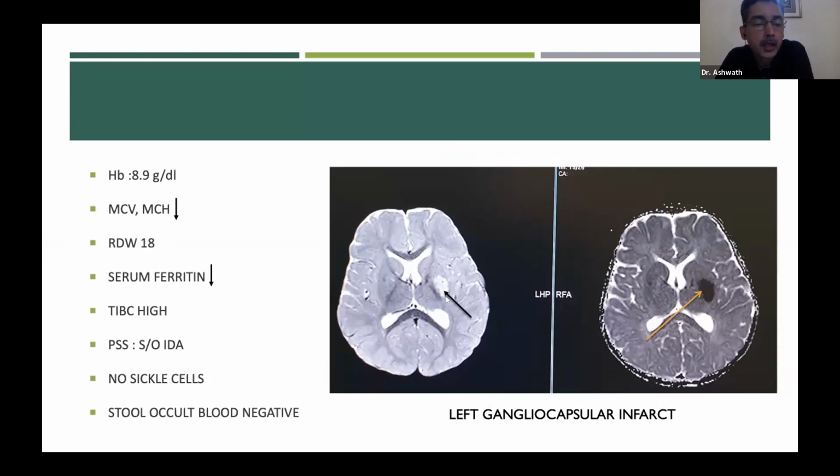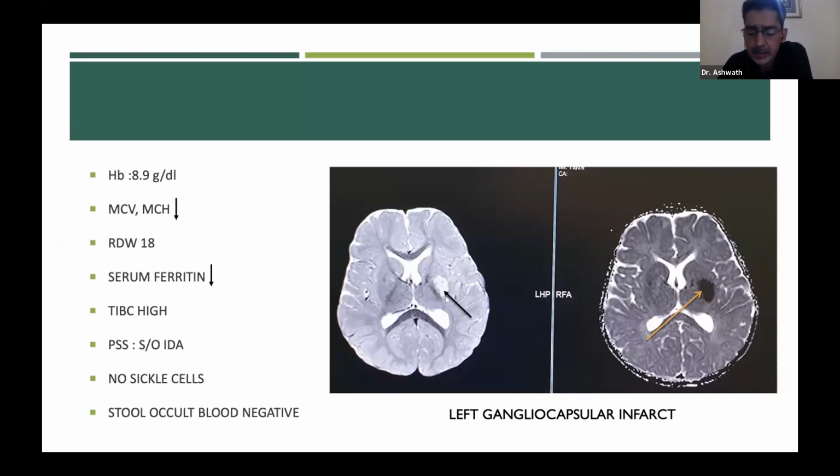They had had a CT scan done elsewhere, so we completed the study for a pediatric arterial ischemic stroke with an MRI. And as you can see in this picture, there has been a recent onset of infarction. There is a ganglio-capsular infarct involving the left lenticulostriate vessels.